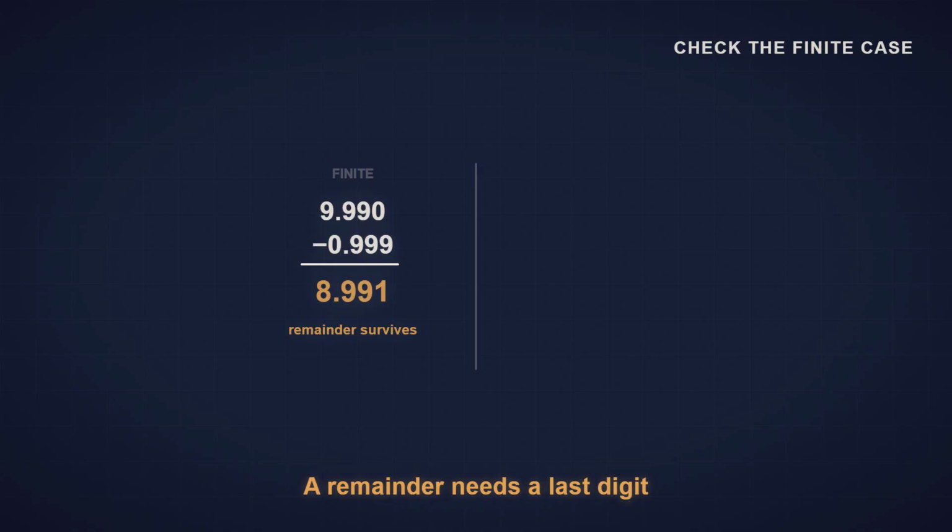10y is 9.99. Subtracting y leaves 8.991, not 9, because the shifted rows stop at different places. A tiny remainder survives at the end. For 0.9 repeating, the rows never stop, so there is no exposed end where a remainder can survive. The algebra is not hiding the difference. It shows exactly which difference exists in the finite case and exactly why it disappears in the infinite case.